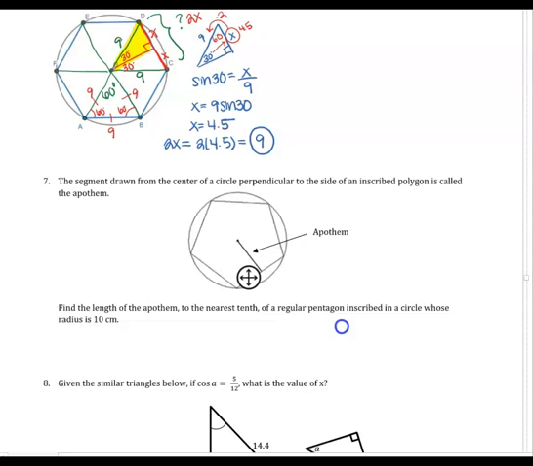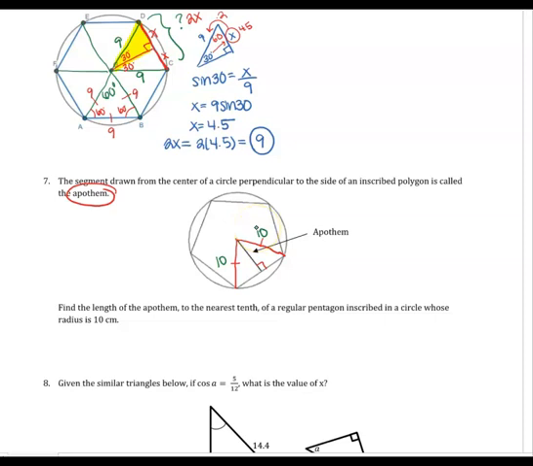Now, every time you and I have been dropping the altitude, is what I keep calling it in these polygons, you're actually drawing in what's called an apothem. So a segment drawn from the center of a circle perpendicular to the side inscribed in the polygon is called the apothem. So see, now it looks like the altitude of an isosceles triangle, just like so. I want to find the length of the apothem to the nearest tenth of a regular pentagon inscribed in a circle whose radius is 10. So that's this visual right up here. Okay, so the radius is 10.